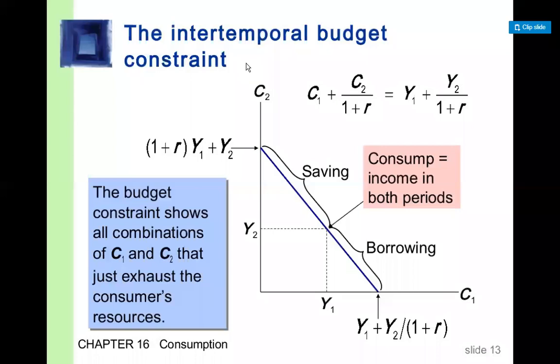इसको इंटरटेम्पोरल बजट कंस्ट्रेंट क्यों बोलते हैं क्योंकि यहाँ पे हम जस्ट करंट इनकम नहीं लेते बल्कि फ्यूचर इनकम भी हम ऐड करते हैं. कैसे हम टू पीरियड की कंजम्पशन इनकम को आपस में मर्ज करते हैं, टू पीरियड के रिसोर्सेज को हम आपस में मर्ज करते हैं. So that is intertemporal budget constraint.